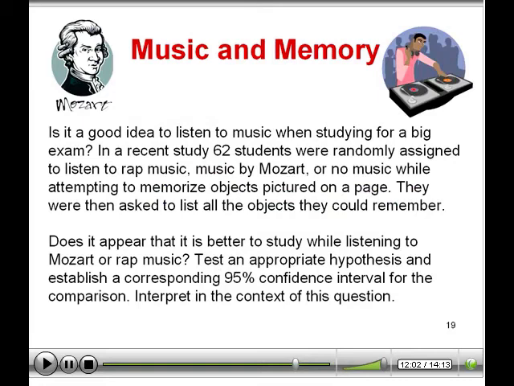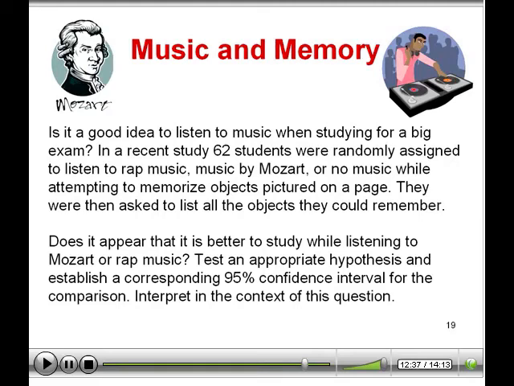Our last example of the comparison of two means involves a study to determine if listening to certain kinds of music enhances a person's memory. 62 subjects were randomly assigned to listen to one of 3 different kinds of music, rap, Mozart, or no music, while at the same time trying to memorize some objects on a page. Later, they recalled as many of the objects as they could remember. The data is on the next slide.